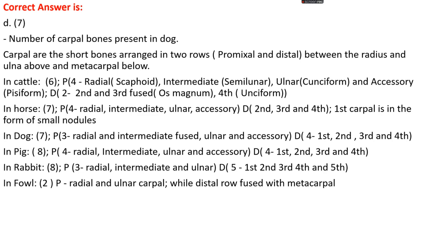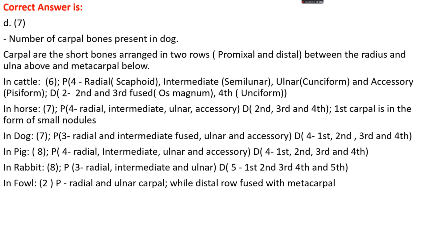Okay, the carpals are short bones arranged in two rows, the proximal row and the distal row, located between the radius and ulna above and the metacarpal bones below. In the case of cattle, the total carpal number is 6. The proximal row contains 4 carpal bones, while the distal row contains 2.